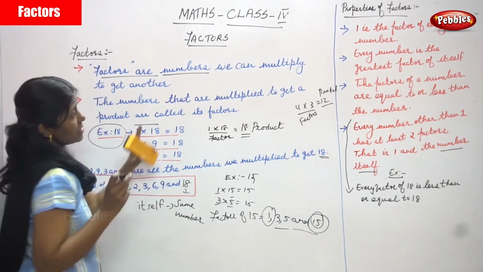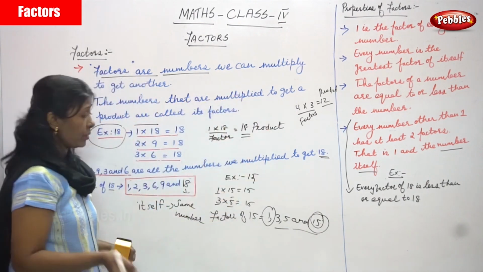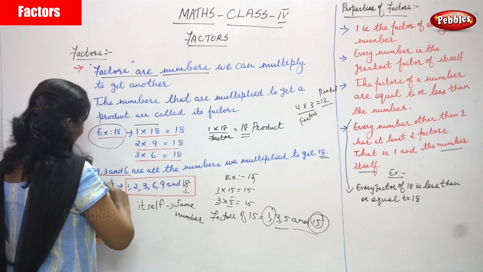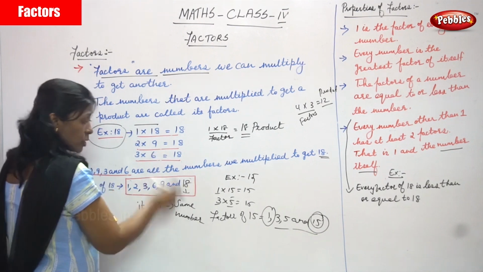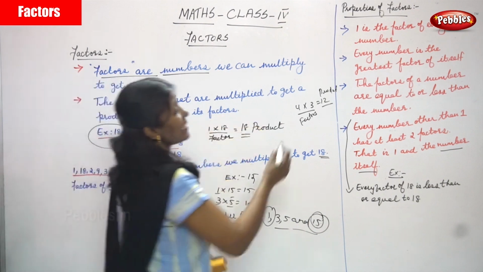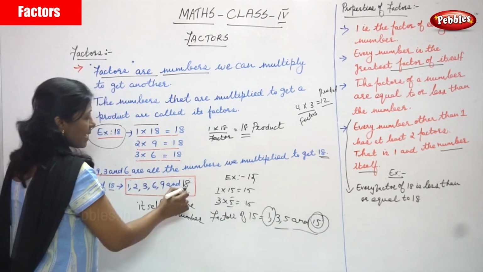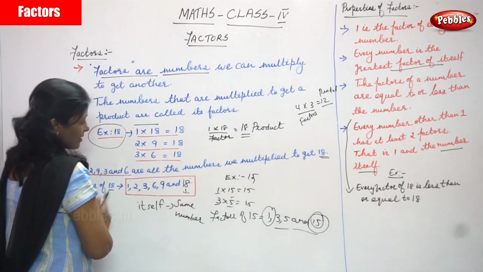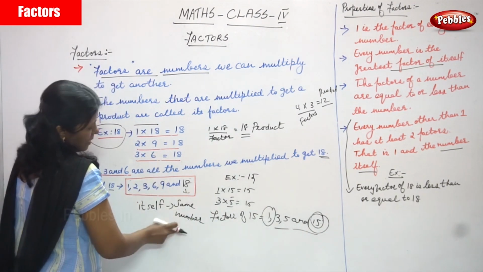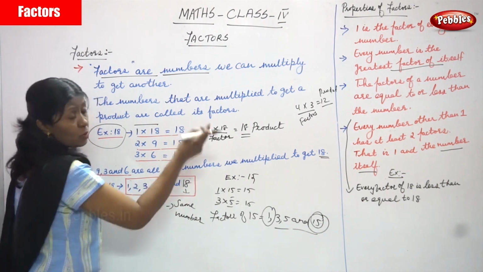So what is the first property? 1 is a factor of every number. And the factor of 18 means 18 also comes. So the same number is what they have given. Every number is the greatest factor of itself. Greatest factor of itself means nothing but the same number will also come as a factor. Compared to these numbers, 18 is the greatest number, that is called the greatest factor.